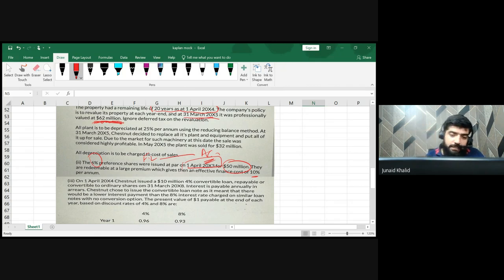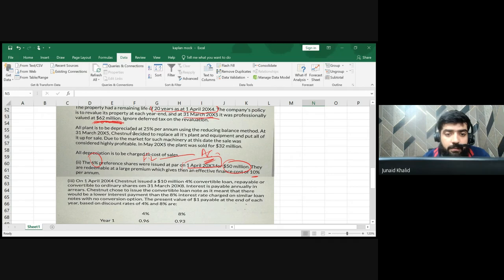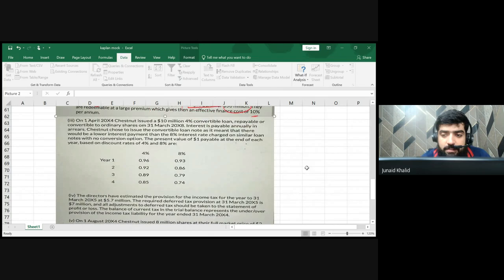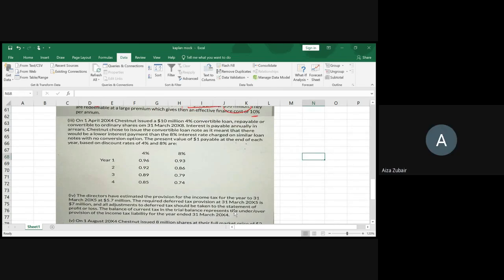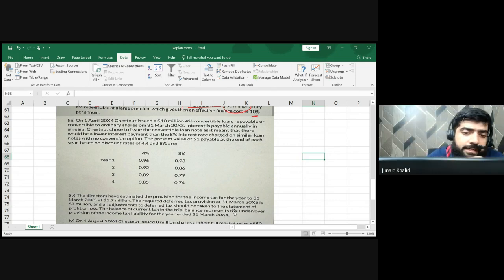Now the third one, can you please read the data and let me know what is written over here, or which standard is relevant for adjustment number three? Okay. On 1st April 2004, Chestnut issued a 10 million 4% convertible loan, repayable or convertible to ordinary shares on 31st March. So which accounting standard is it? After reading these two lines, can you identify which accounting standard is relevant for that particular adjustment?